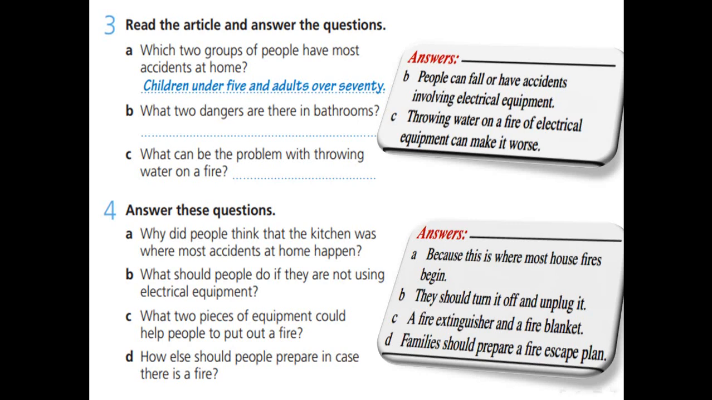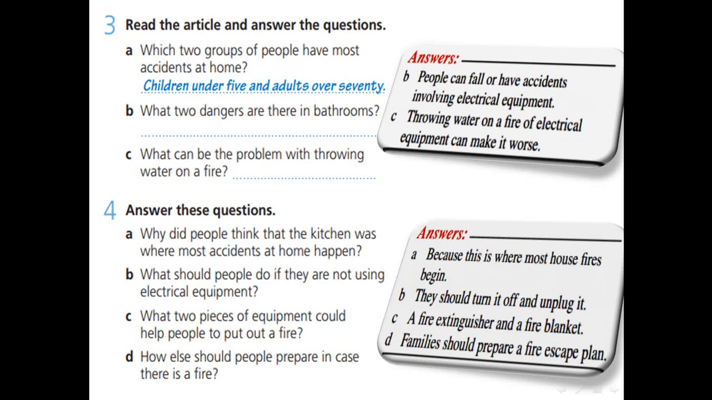Number C. What can be the problem with throwing water on a fire? Throwing water on a fire of electrical equipment can make it worse. Now answer these questions. Number A. Why did people think that the kitchen was where most accidents at home happen? Okay, why the kitchen itself? Because this is where most house fires begin.